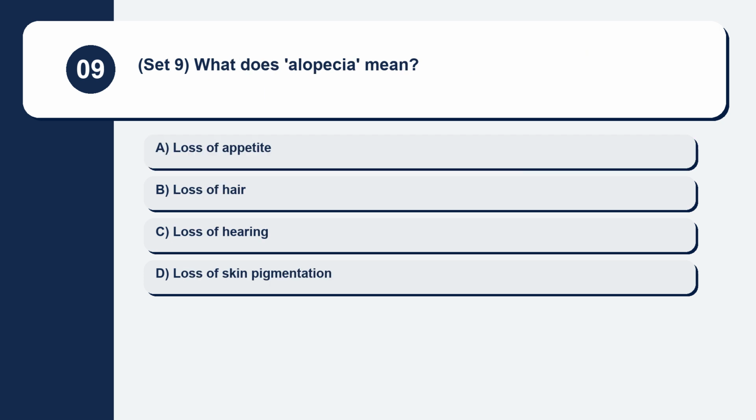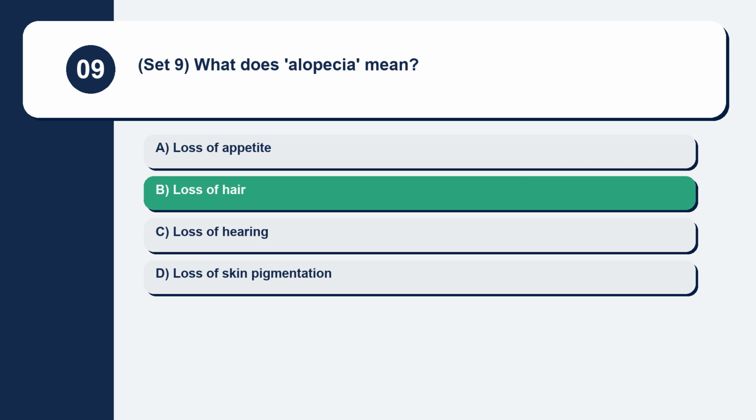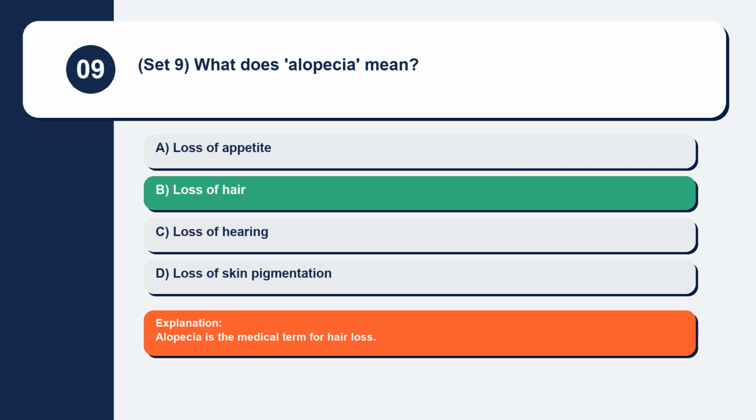Question 9. Set 9. What does alopecia mean? Loss of appetite, loss of hair, loss of hearing, loss of skin pigmentation. Alopecia is the medical term for hair loss.